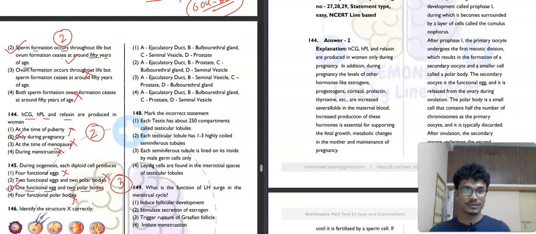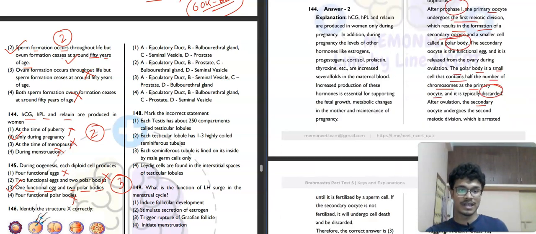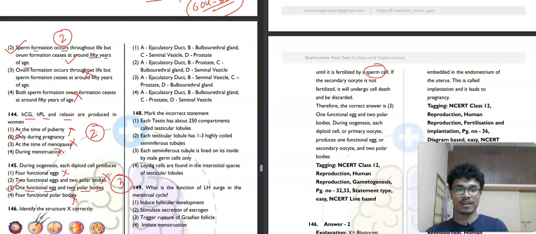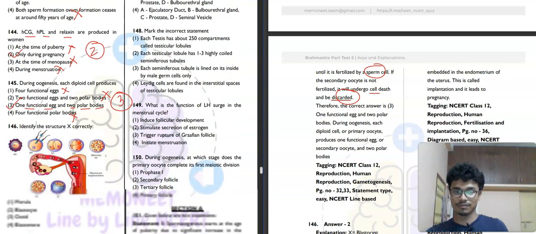After prophase, the first primary oocyte undergoes the first meiotic division, which results in formation of the secondary oocyte, and the smaller cell is the polar body. The polar body is a small cell and it contains half the number of chromosomes as the primary oocyte, and it is typically discarded. After ovulation, the secondary oocyte undergoes a second meiotic division, which is arrested until it is fertilized by a sperm cell. If the secondary oocyte is not fertilized, it will undergo cell death and will be discarded. That's why the third option will be our correct answer for this question.